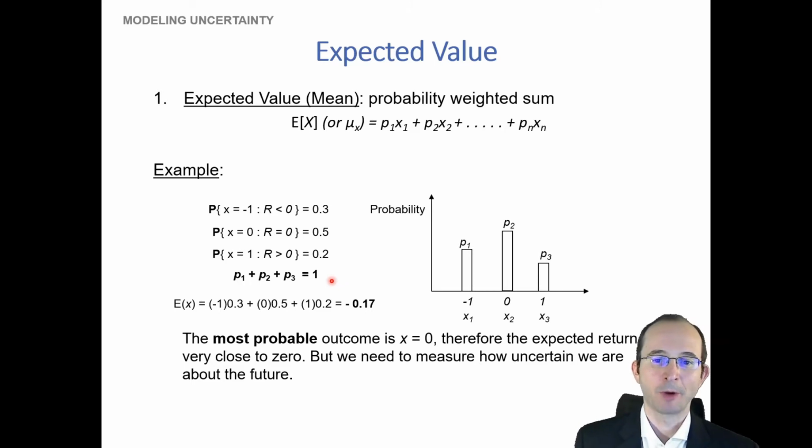Well, remember, it's just this probability weighted sum. So we take our -1 realization, that has a 30% chance of happening, we multiply those two together. The 0 realization has a 50% chance of happening, we multiply those two together. And the 1 realization has a 20% chance of happening, multiply those, add all three up, and we get a -0.17 expected value.